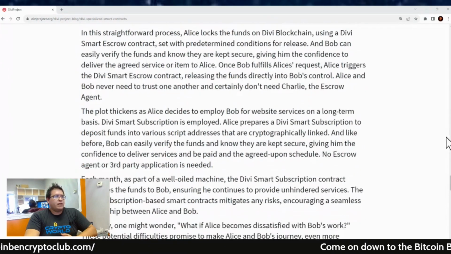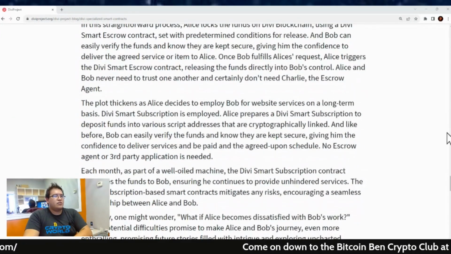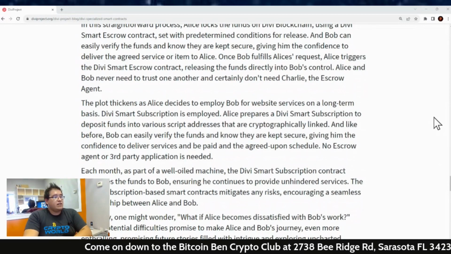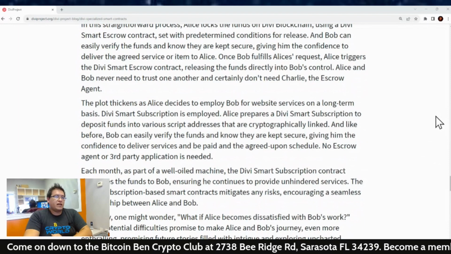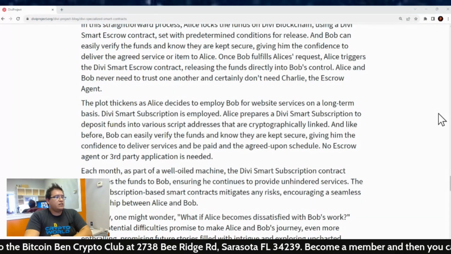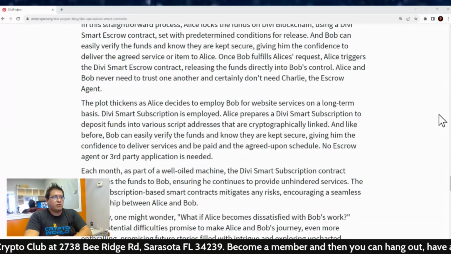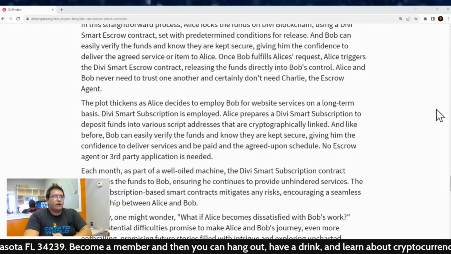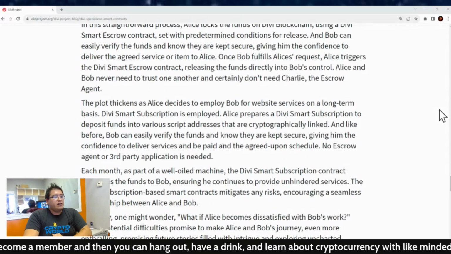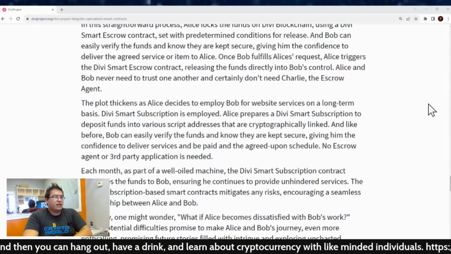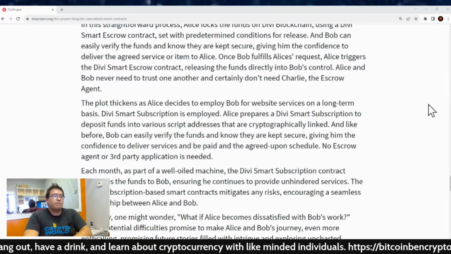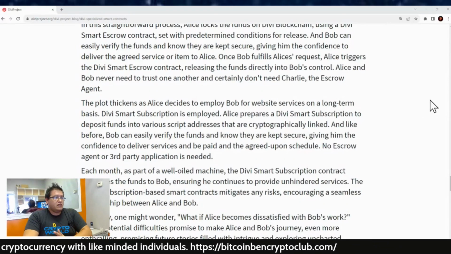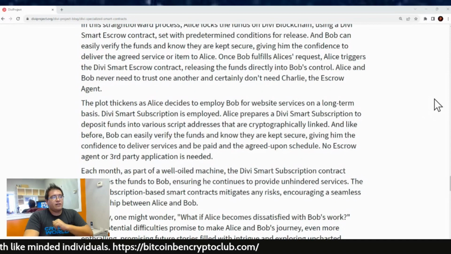Now, the plot thickens as Alice decides to employ Bob for website services on a long-term basis. Divi Smart Subscriptions is employed. Alice prepares a Divi Smart subscription to deposit funds into various script addresses that are cryptographically linked. And like before, Bob can easily verify that the funds are there and know that they are kept secure, giving him the confidence to deliver services and get paid on the agreed upon schedule. Now, no escrow agent or third-party application is needed for this.